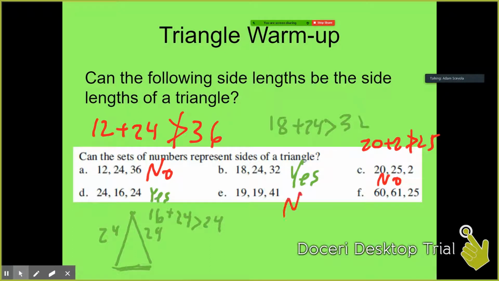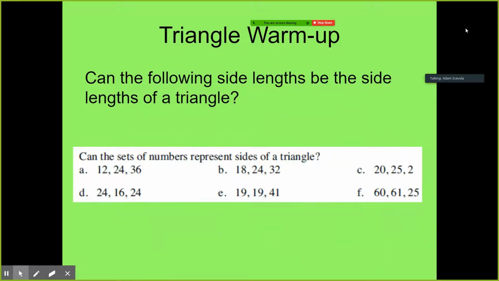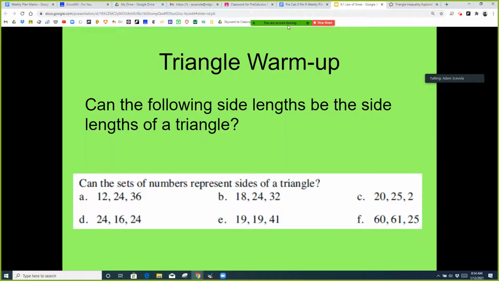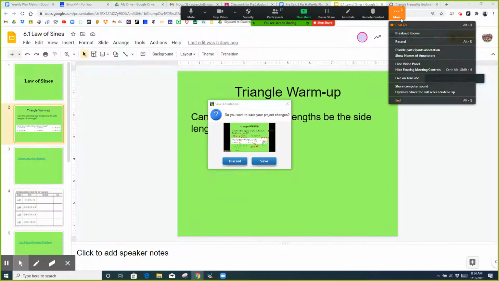Right here, no, because 19 plus 19 is 38. That's not greater than 41. And then the last one, you can make a triangle. Yes, because 60 plus 25 is more than 61. So when you're solving triangles, you first want to make sure that you can make a triangle.